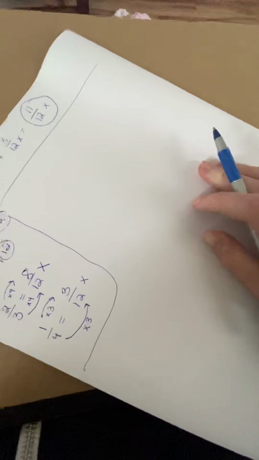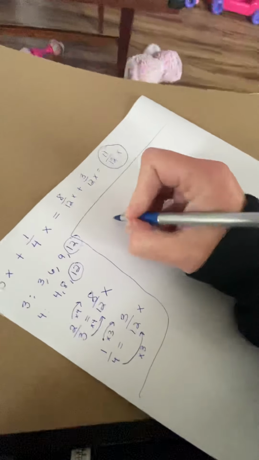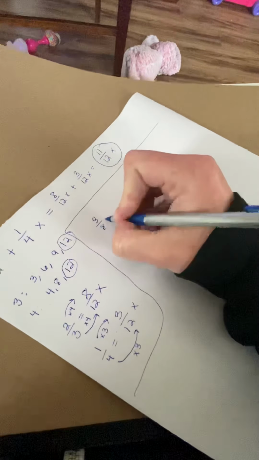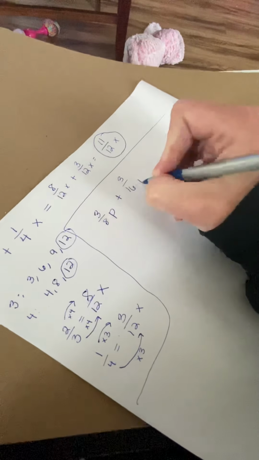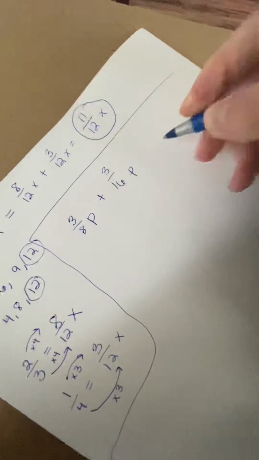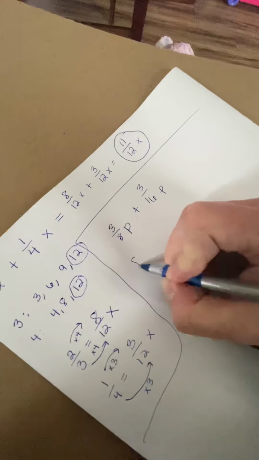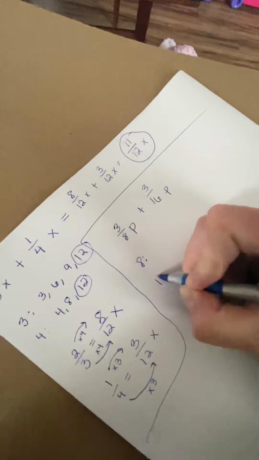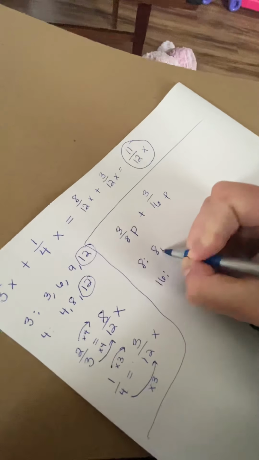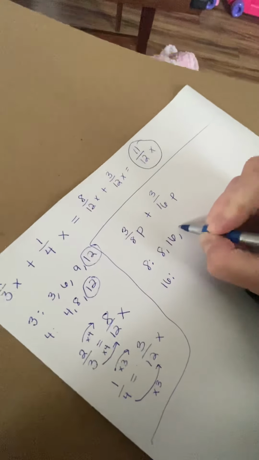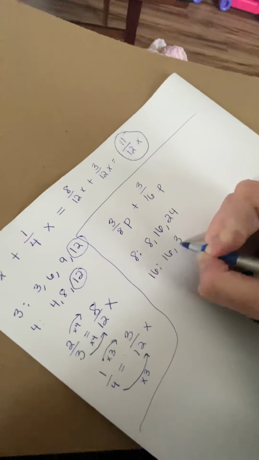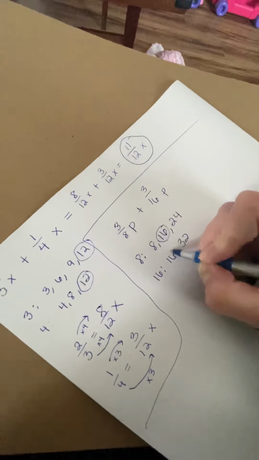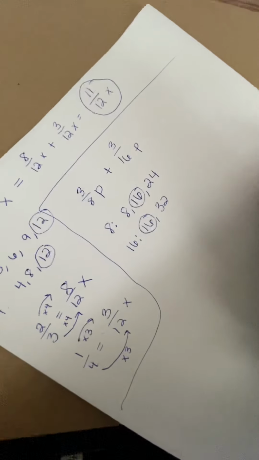The next one was 3/8 p plus 3/16 p. So I'm going to list the multiples of the denominators. 8, 16, 24, 32. 16, 32. Oh, found my common denominator.